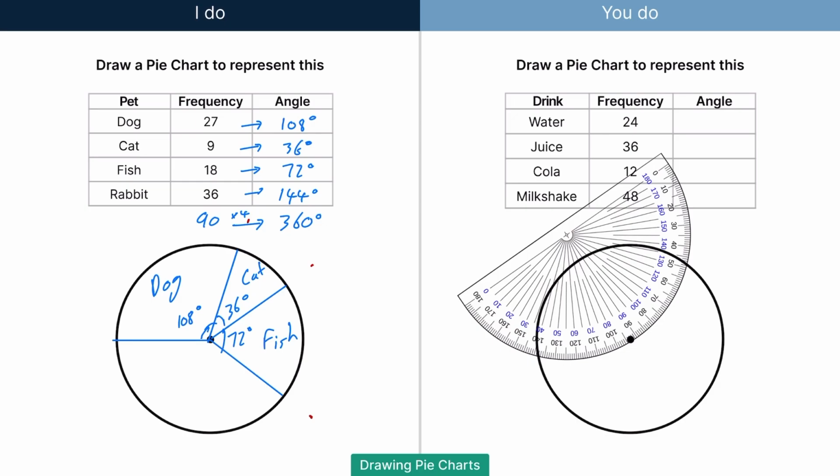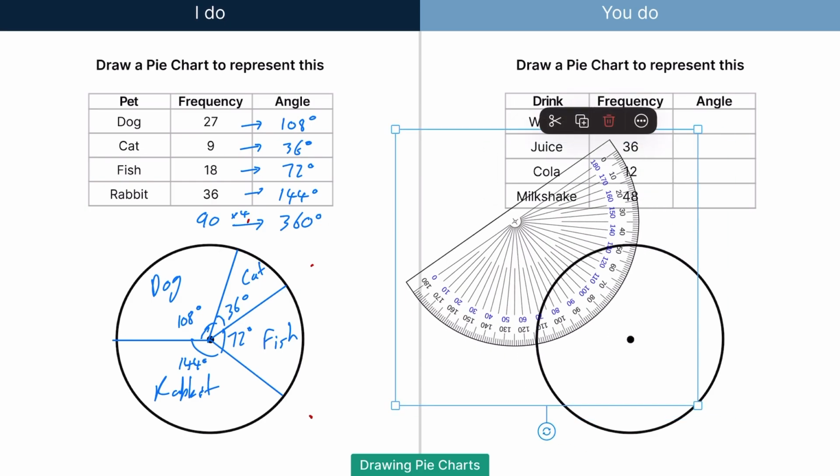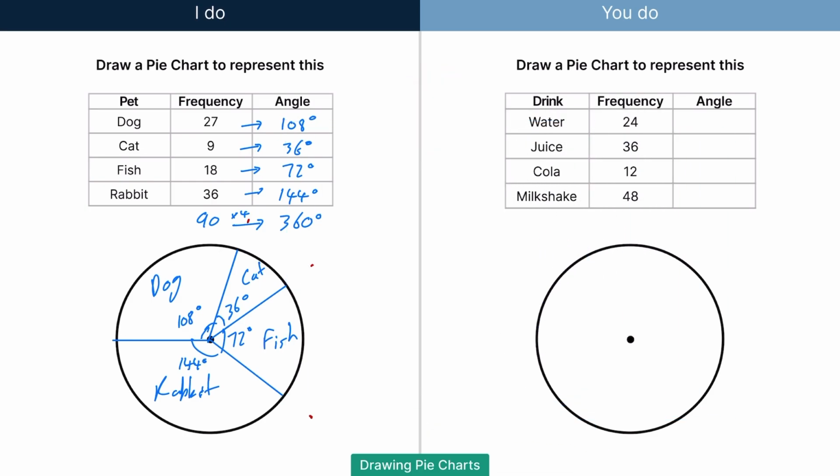And then the last one is, of course, going to be rabbit. We don't need to measure that one. That is just going to be what's left over, which is 144 degrees. So hopefully that was clear. Now press pause, and I've got the example on the right.